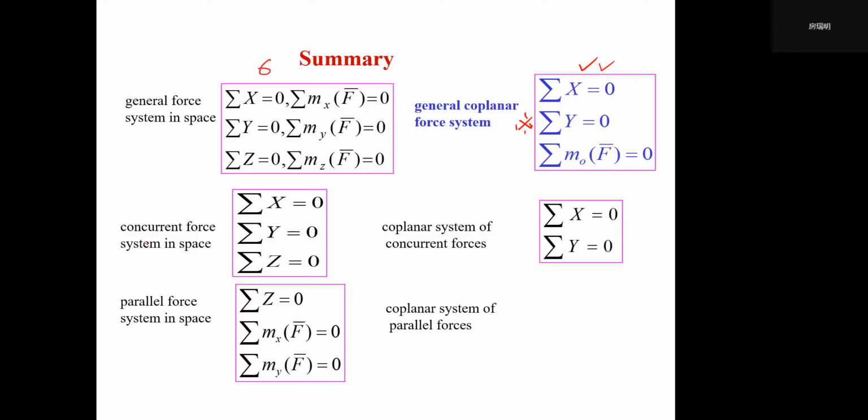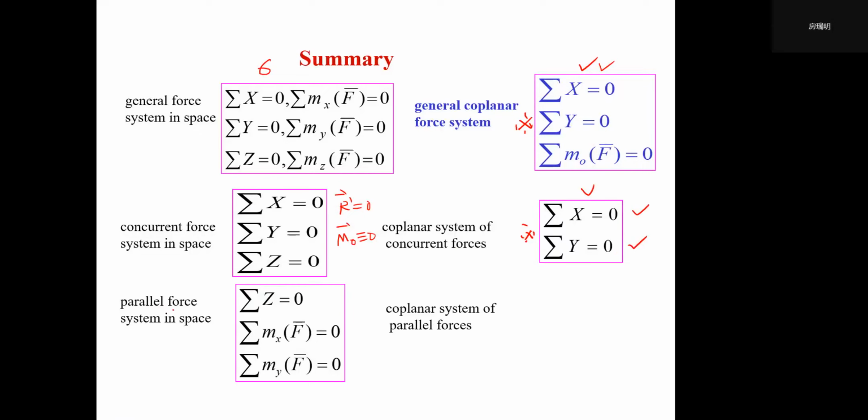And for a concurrent force system in space, it means R prime equals 0, right? Because MO is always 0. So it means 3 equations. You just need to understand it a little bit, that's enough. But the coplanar system of concurrent forces is very important because it's just another special case of a general coplanar force system. This time we only have 2 equations. One is sigma x equals 0, another is sigma y equals 0, right?